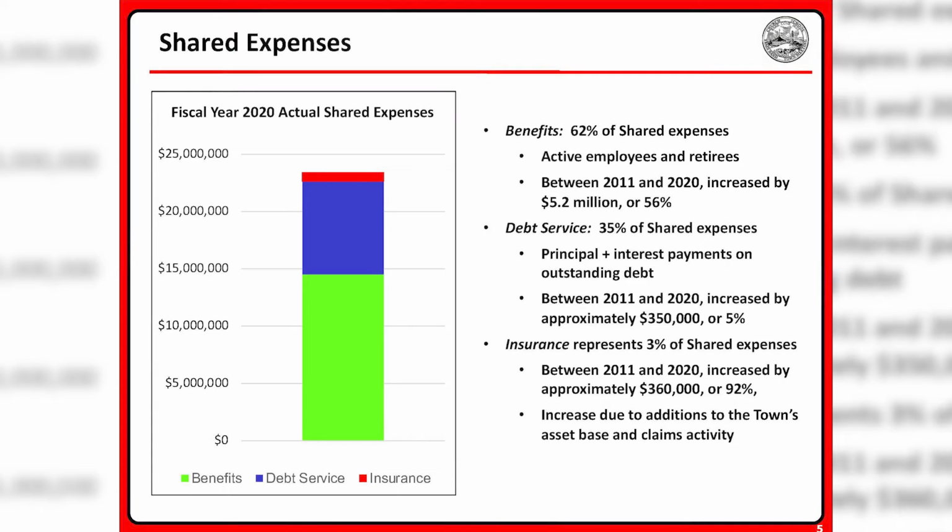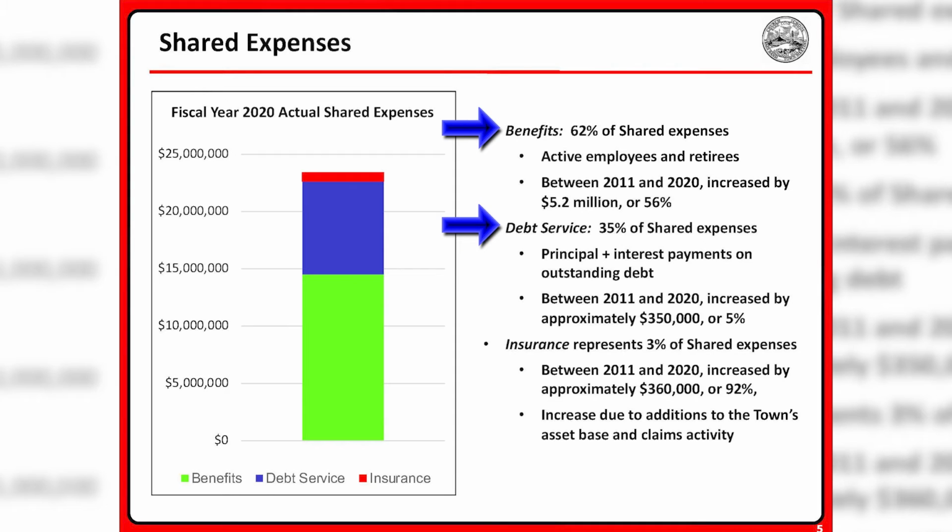Here's a chart showing the composition of fiscal year 20 shared expenses. Benefits for both active and retired employees represent 62% of shared expenses. Between 2011 and 2020, benefit expenses increased by about 56%.